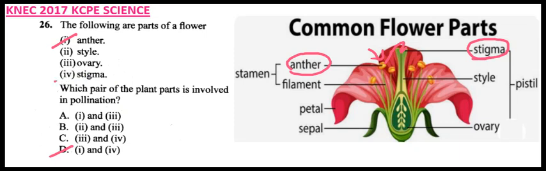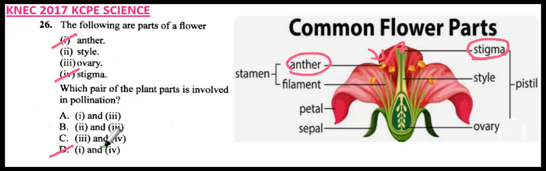That is 1 and 4. So we have A, 1 and 3. Ovary is not involved in pollination. Ovary is involved in fertilization. We have 2, style. Style is not involved. Style is just a pathway for the pollen to get through to the ovary.